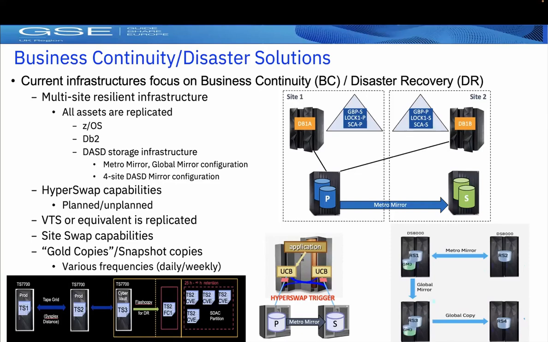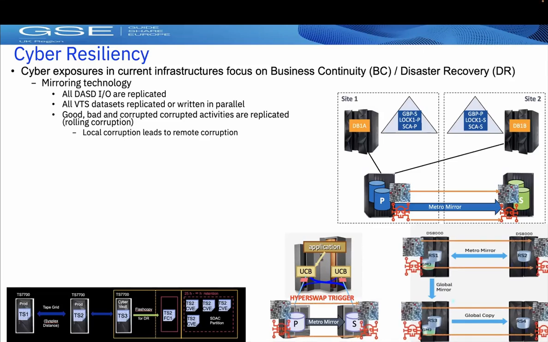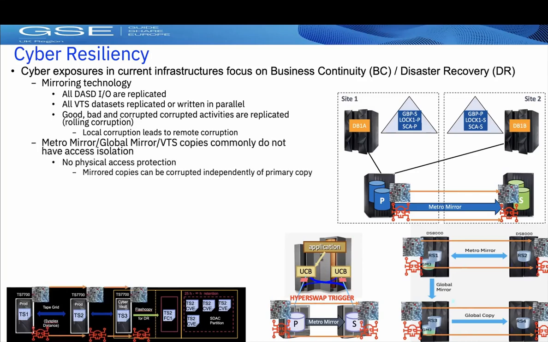So now let's look at what happens if there's a cyber event that occurs, the same picture. And so when I hit my button, you're going to see when we do the corruption, whether it's that ugly skull that someone came in and put some ransomware on your system or a logical data corruption, it goes from primary to secondary. It propagates through the Metro Mirror, the Global Mirror. And so what are you going to do when you need to HyperSwap? It's corrupt in both places. Furthermore, the tapes are corrupted across the board.